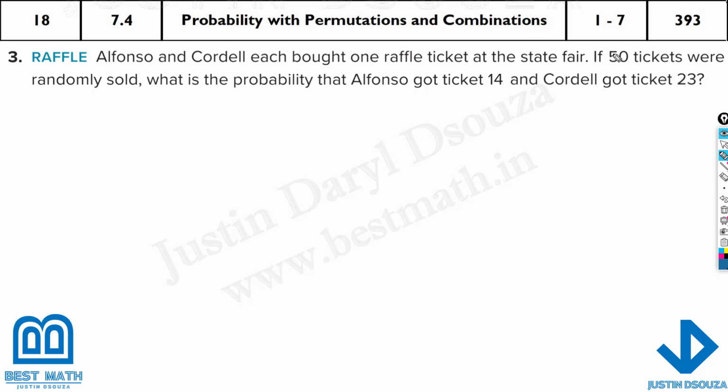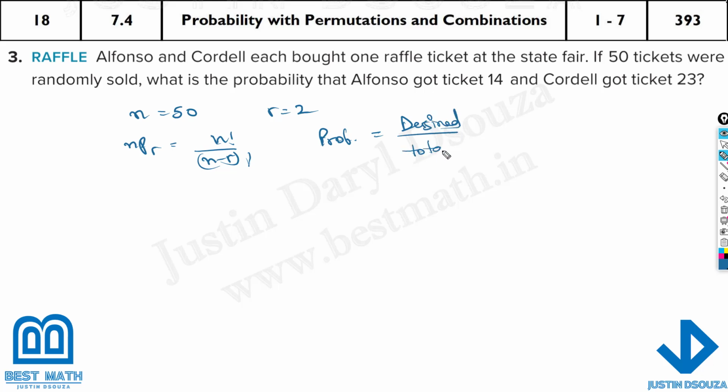Okay, again, it's very simple. There is n, you need to write given, n is equal to 50, r is equal to 2. There are 2 possibilities, right? What are the formulas? NPR equals n factorial by n minus r the whole factorial. And we have probability is equal to desired outcome by total outcomes. You need to write it full, okay, properly.